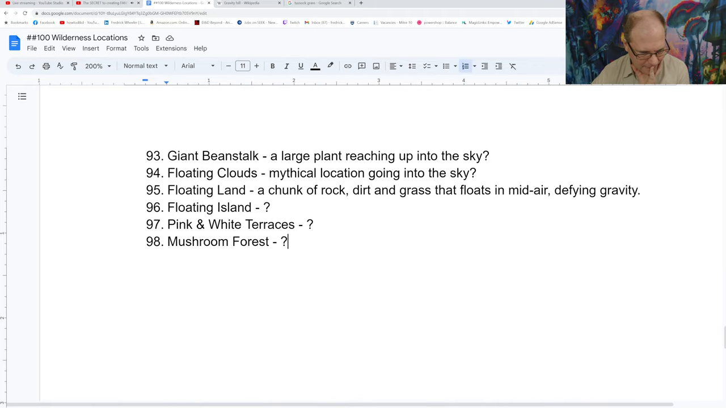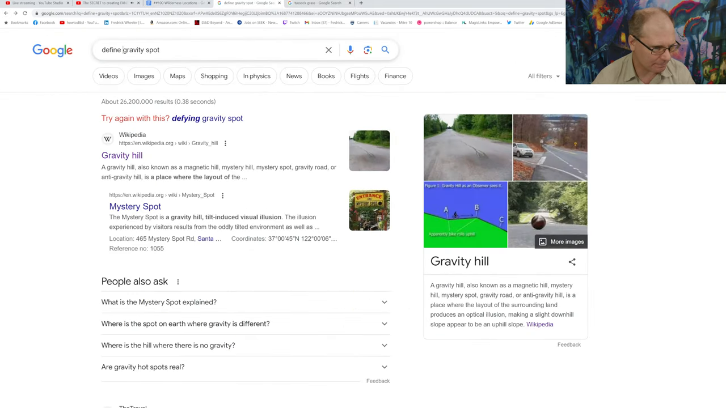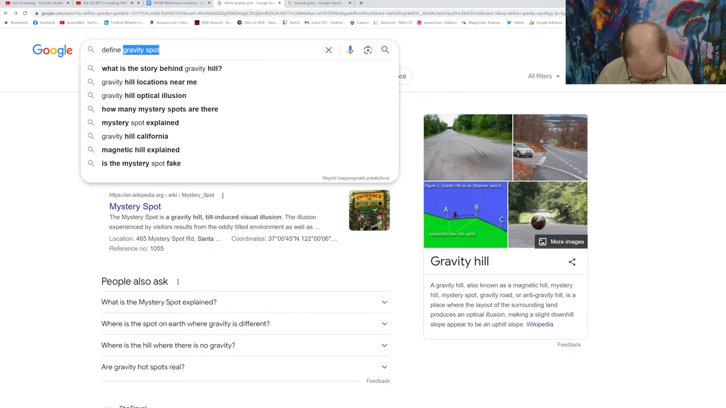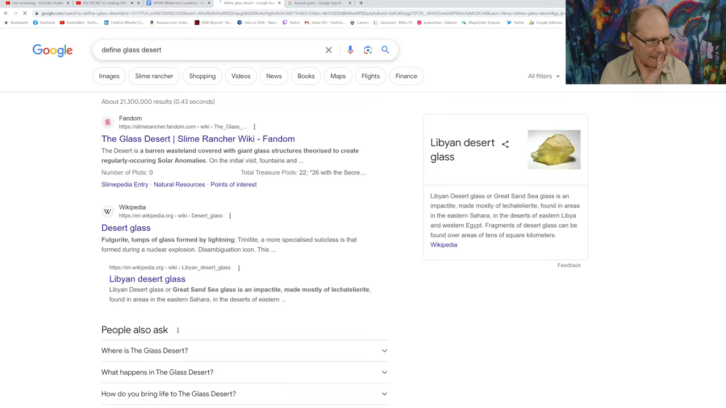Okay, scrolling. So we're getting there. Somebody asked for a giant beanstalk, so I put in the giant beanstalk. It seemed fine to me as an idea. Okay, so here we go. Let's say glass desert. Kind of curious about the glass desert. Glass desert. Oh, there is a glass desert.